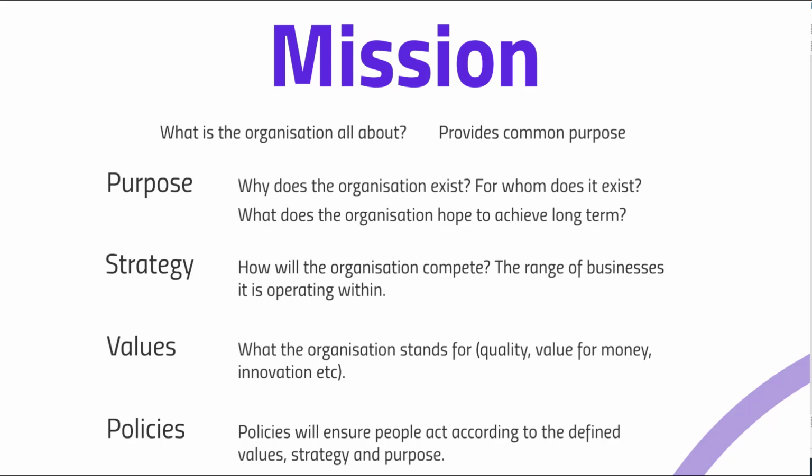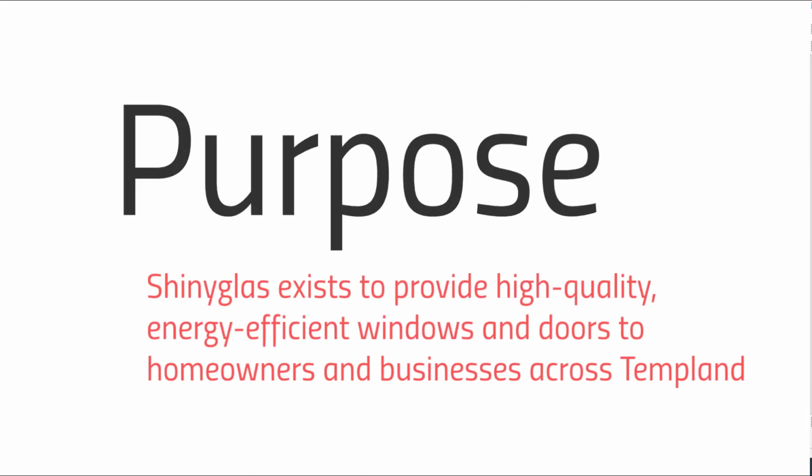So with strategy, we're looking at how will the organization compete and the range of businesses it's operating within. For values, what does it stand for? And then policies, the policies that an organization puts in place to make sure people act according to the sections we've just covered: the purpose, the strategy, and the values to achieve the mission. So let's go back to strategy now.